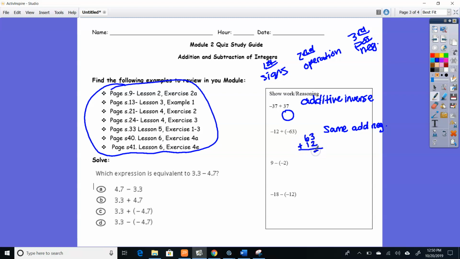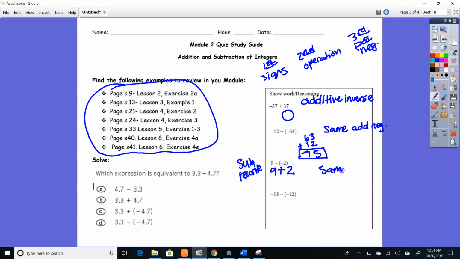And so we have 75, and it is going to be negative 75. Okay. Next, we need to rewrite this before we start using any of our words. Anytime you have subtraction, we have to rewrite it as addition. So this is going to be 9 plus 2.